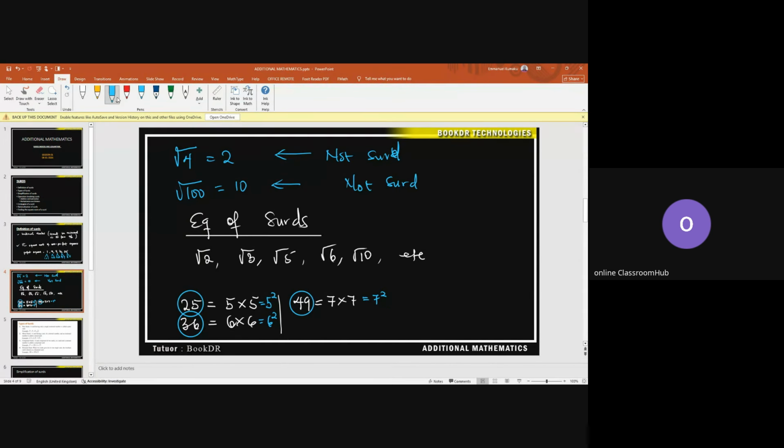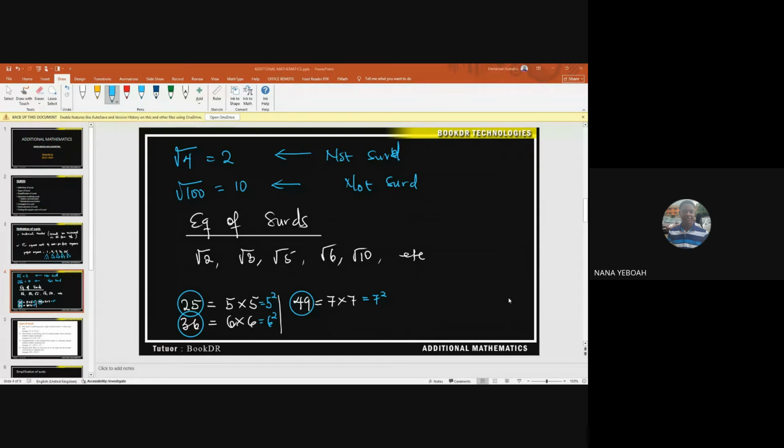Good. So this is just a few examples of perfect squares. I hope the one who asked the question has gotten it. Yes, sir. Good. Now let's go to Nana Yeboah.